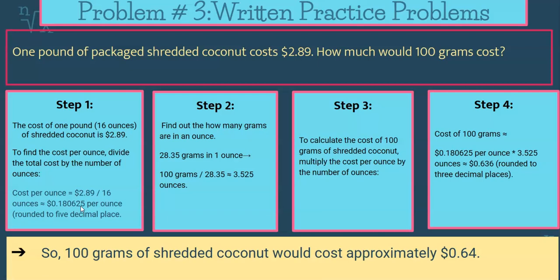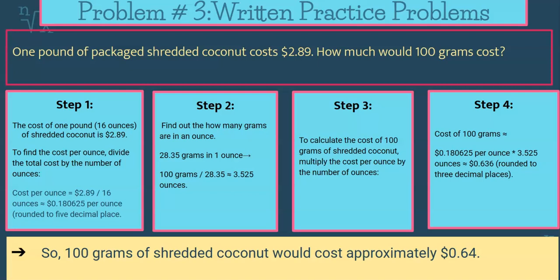Step 2, you're going to find out how many grams are in an ounce. So the conversion, just like we did in the previous problem that we found in our conversion chart, there are 28.35 grams in 1 ounce. So because it's asking us how much 100 grams costs, you're going to take your 100 grams, divide by 28.35. So you're going to need a total of 3.525 ounces, which is how much you would convert the coconut to.